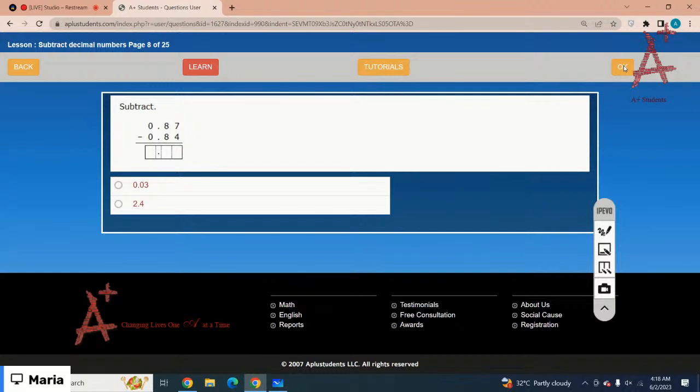7 take away 4 is 3. 8 take away 8 is 0. So that would be 0.03. Option number 1 is the correct option.